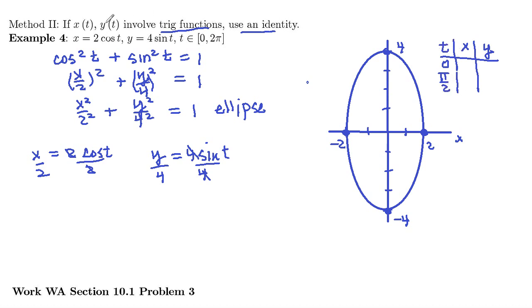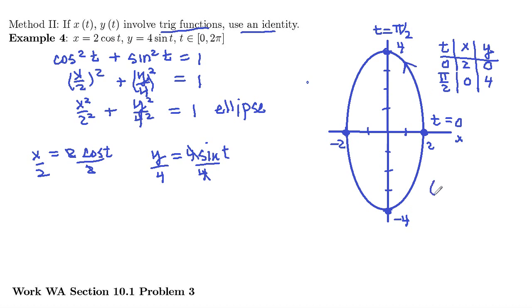If t is 0, x is 2 cosine 0, that's 2 times 1, which is 2. y is 4 sine of 0, which is 0. So the point 2, 0 right there, that's t equals 0. And then at pi over 2, cosine pi over 2 is 0 times 2 is 0, and sine pi over 2 is 1 times 4 is 4. So 0, 4 is up here. That's at t equals pi over 2. And you can see then that this is oriented counterclockwise.